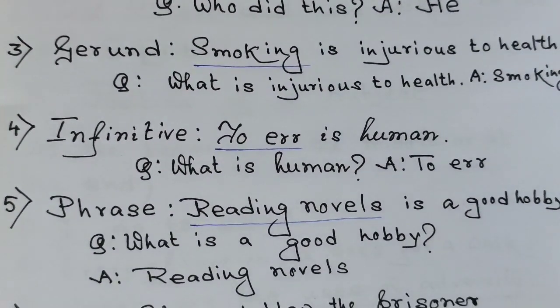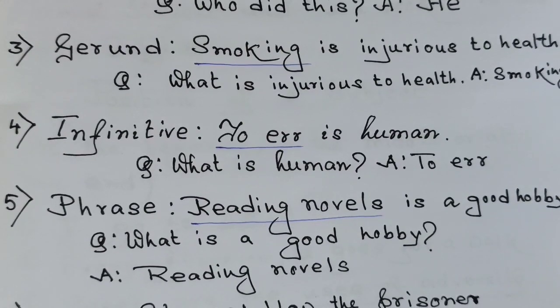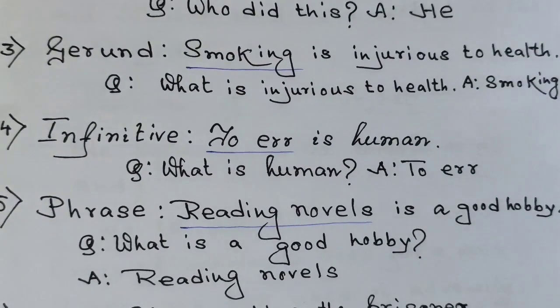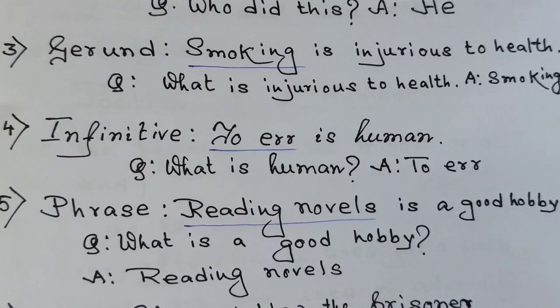The fifth one, it's a phrase that could be used as a subject. Reading novels is a good hobby. This is also a gerund, but as there are two words, it could be considered as a phrase as well. The question is, what is a good hobby? The answer to this question is reading novels.